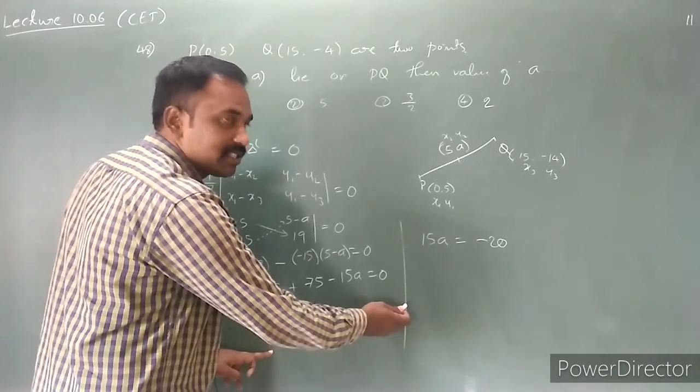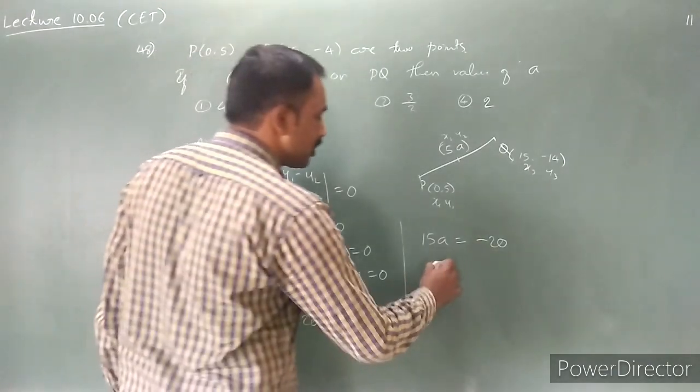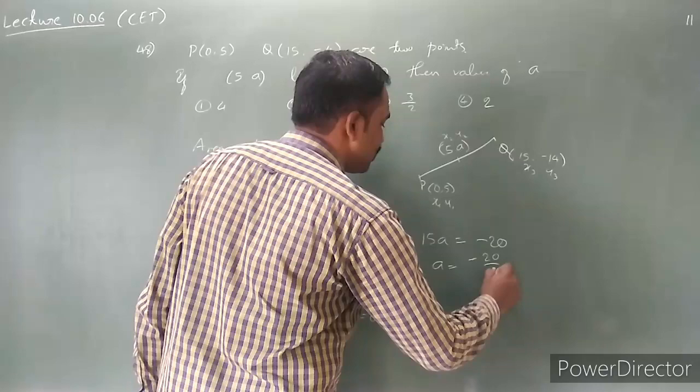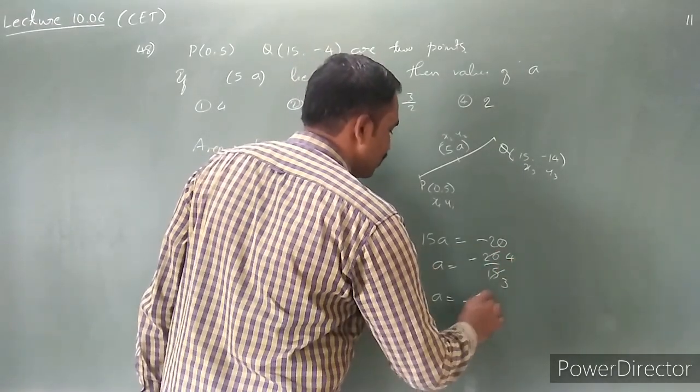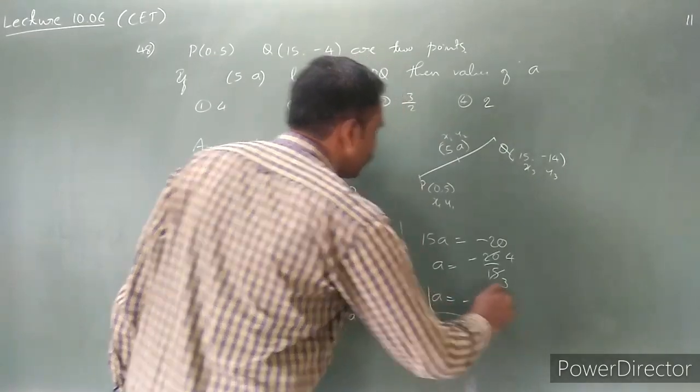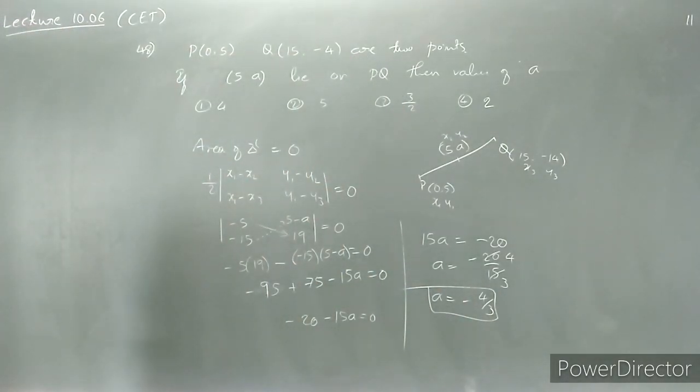Are you clear? Shift this to the right-hand side: 15A is equal to minus 20. A is equal to minus 20 divided by 15. 5 3s are 15, 5 4s are 20, so A is minus 4 by 3. What is the final A value? The A value is called 4 by 3.